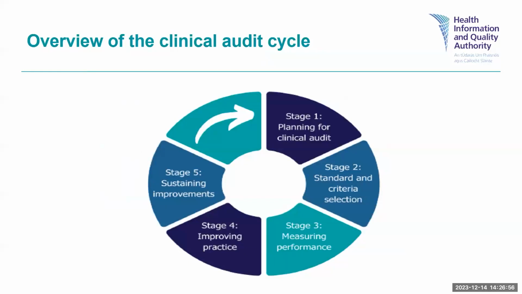Okay, so we're going to move on now to the clinical audit cycle. There are numerous clinical audit cycles available in the literature, and the document does reference some of these. The clinical cycle that we've used consists of 5 stages. Stage 1 relates to the planning for clinical audit. Stage 2 is about standard and criteria selection. Stage 3 is about measuring performance. Stage 4 is about improving practice. And stage 5 is about sustaining those improvements.